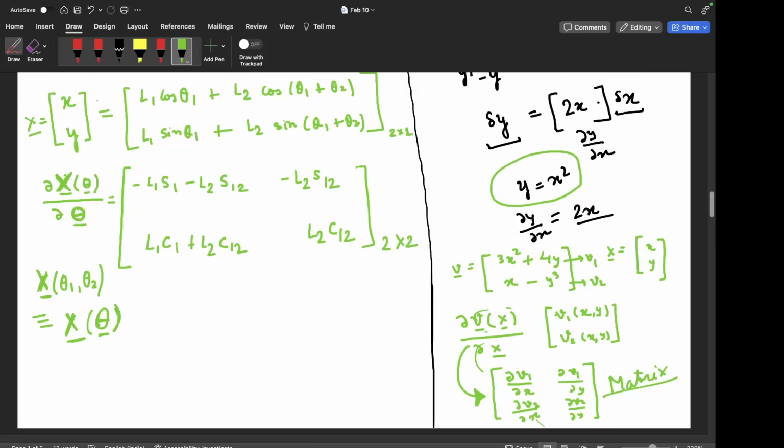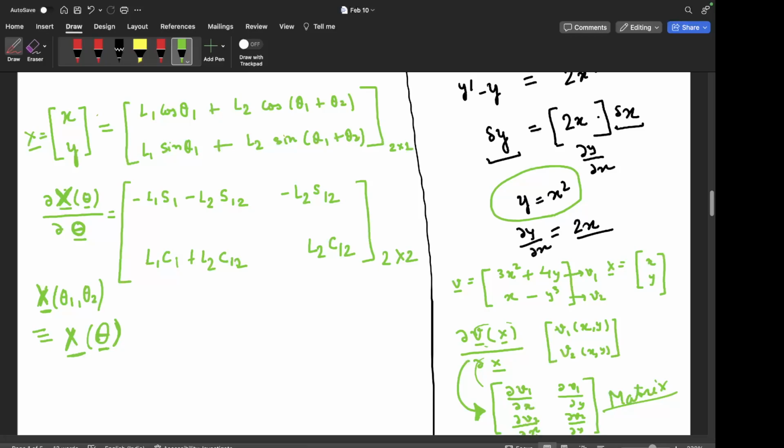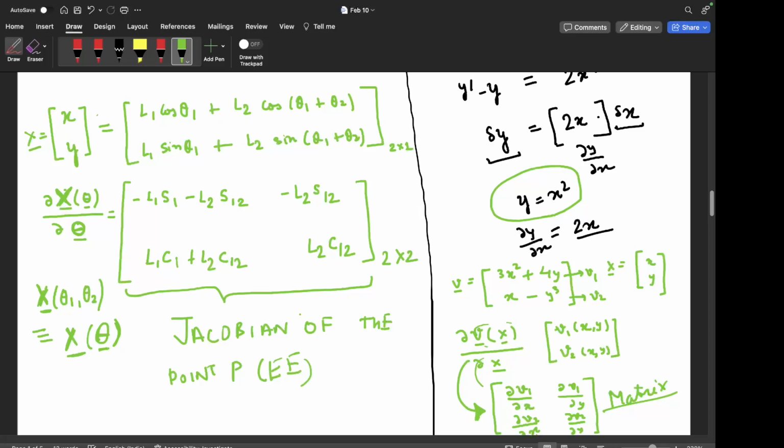Okay, so now this matrix which we got here is the Jacobian of the point P, which is the end effector, right?